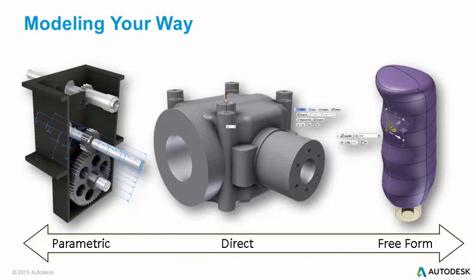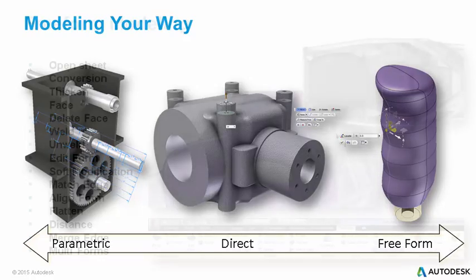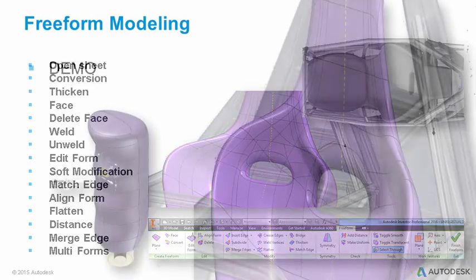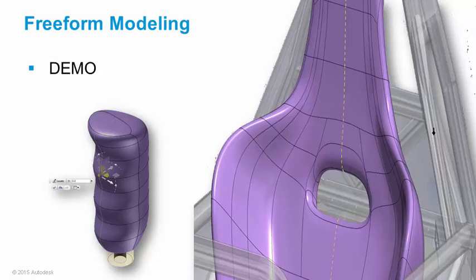With Inventor 2016, you have several ways that you can choose to model. Choose the method that's most appropriate for the design task at hand. Choose from traditional parametric modeling, powerful direct editing technology, or Freeform Modeling. Freeform Modeling in Inventor 2016 has undergone significant change, with a mature tool set allowing you to create ergonomic designs simply and very quickly without the need for specialized skill sets or complex tools. Let's take a closer look at the Autodesk Inventor 2016 Freeform Modeling environment.